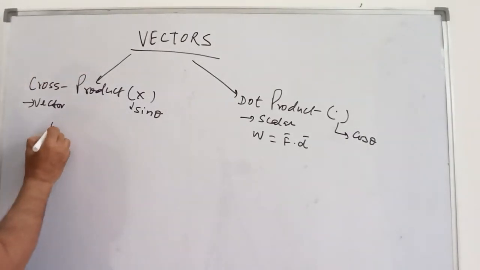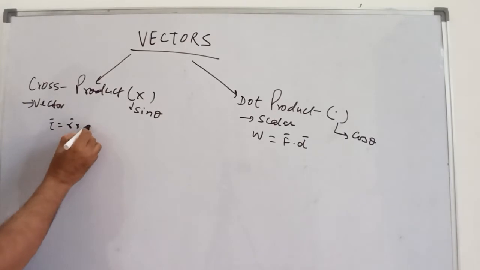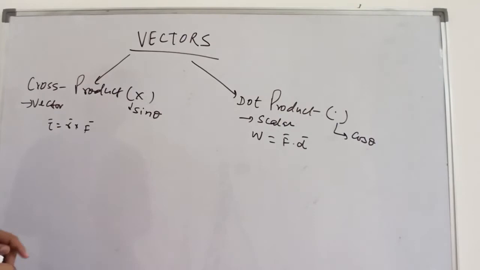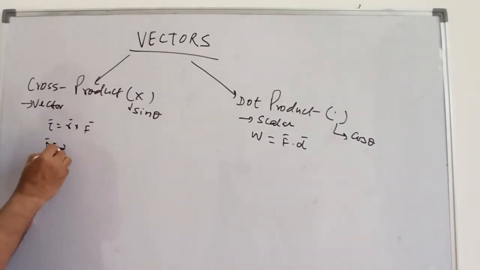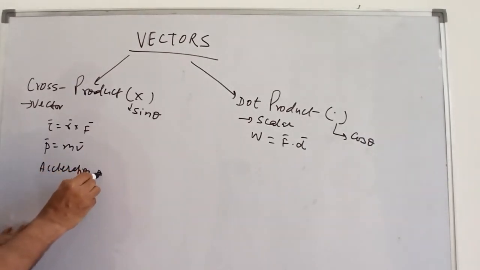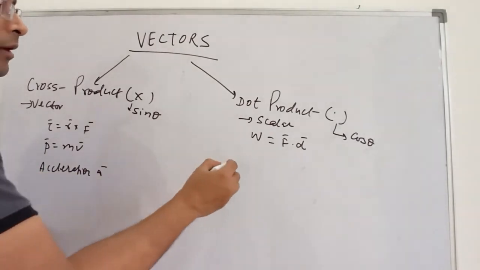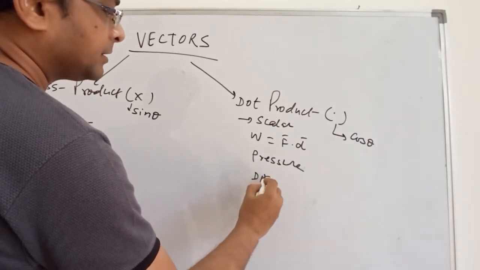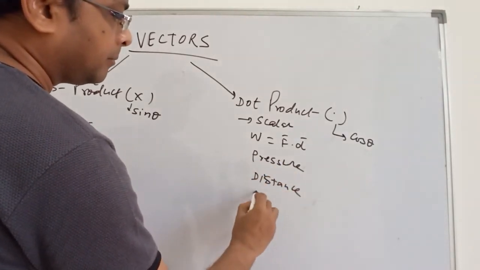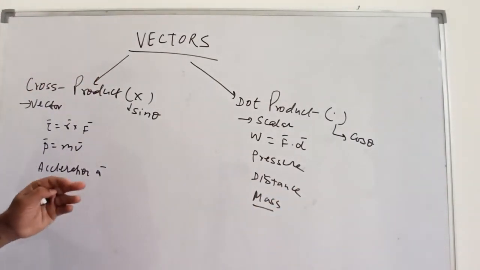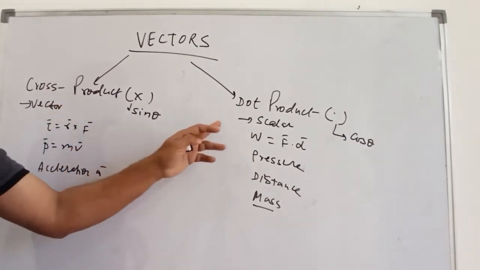And what are the vector quantities? For example, torque, R vector cross F vector, where R is the distance vector, F is the force vector. Similarly, momentum, m into v, acceleration is a vector quantity, and so on. We have here pressure. Pressure is a scalar quantity. Distance is a scalar quantity. Mass is a scalar quantity. Right? So we must know what is vector and what is scalar.